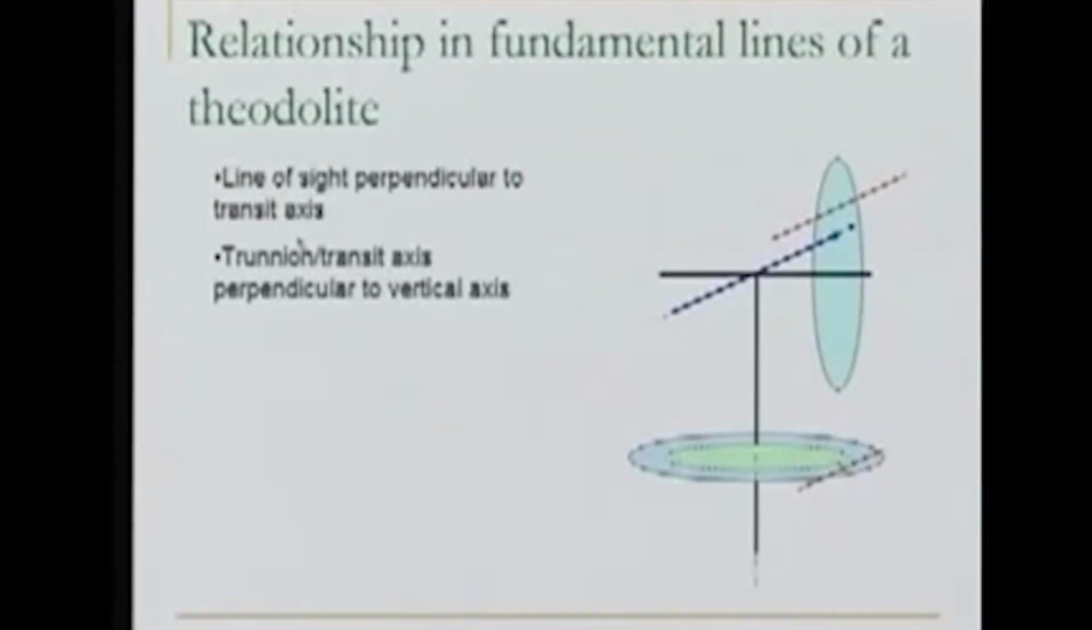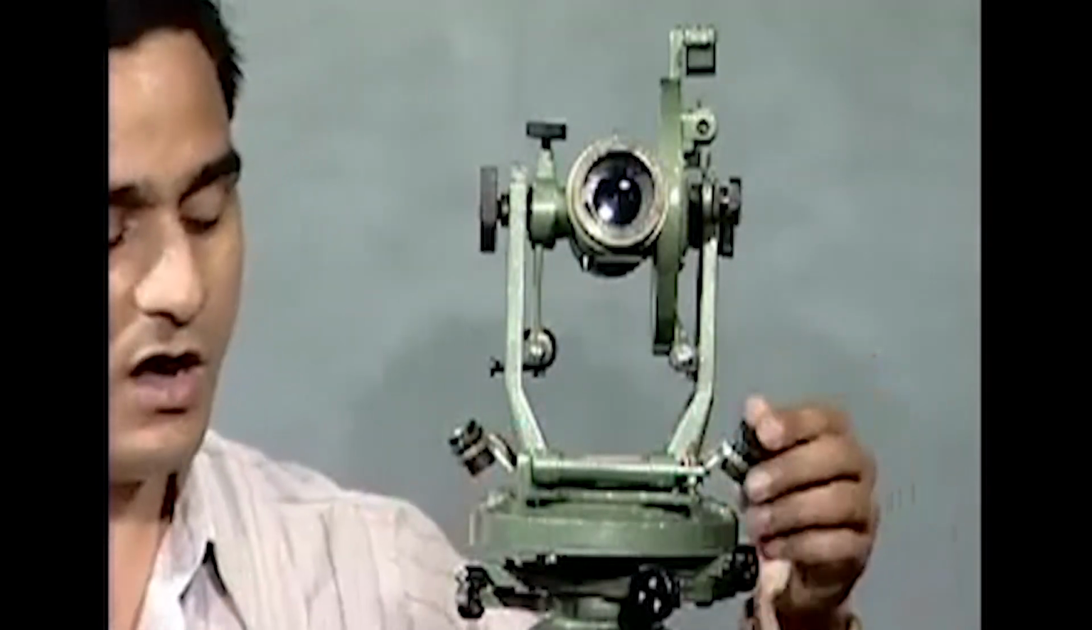The next relationship is that the trunnion axis, or transit axis, or horizontal axis, should be perpendicular to the vertical axis. Now, as you can see here, this is the relationship. Why so? Again, our horizontal axis and the vertical axis. Let us say using the plate bubble tube here, we have made our vertical axis truly vertical. Now, we want our horizontal axis to be truly horizontal. It will be so only if the horizontal axis is perpendicular to the vertical axis.